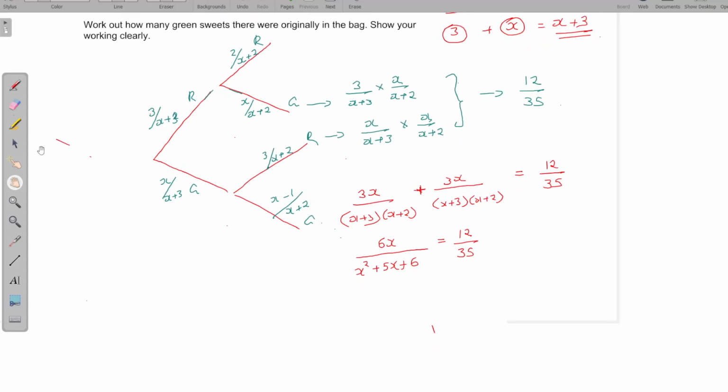Now we can cross multiply. So 35 times 6x would be 210x, equal to 12x squared plus 60x plus 72. Bring everything to one side: 12x squared minus 150x plus 72 is 0. We can divide everything by 6 to make it simpler. So that will be 2x squared minus 25x plus 12 is 0. So we can factorize this.